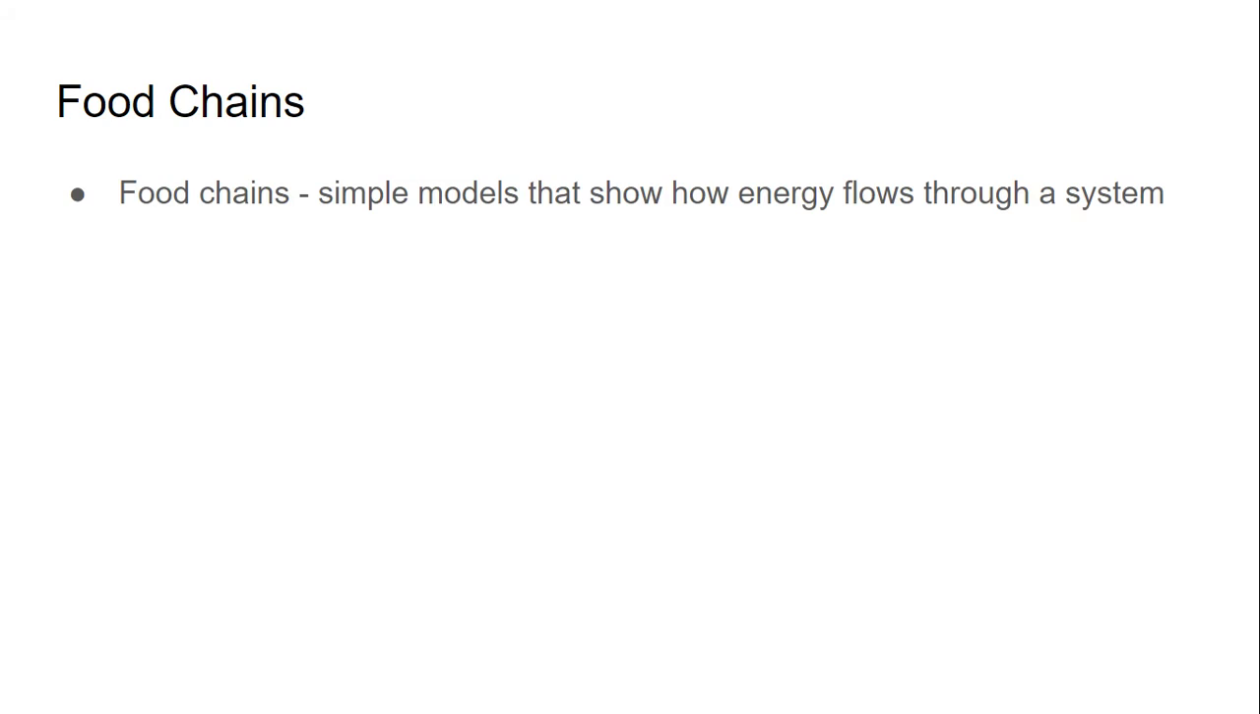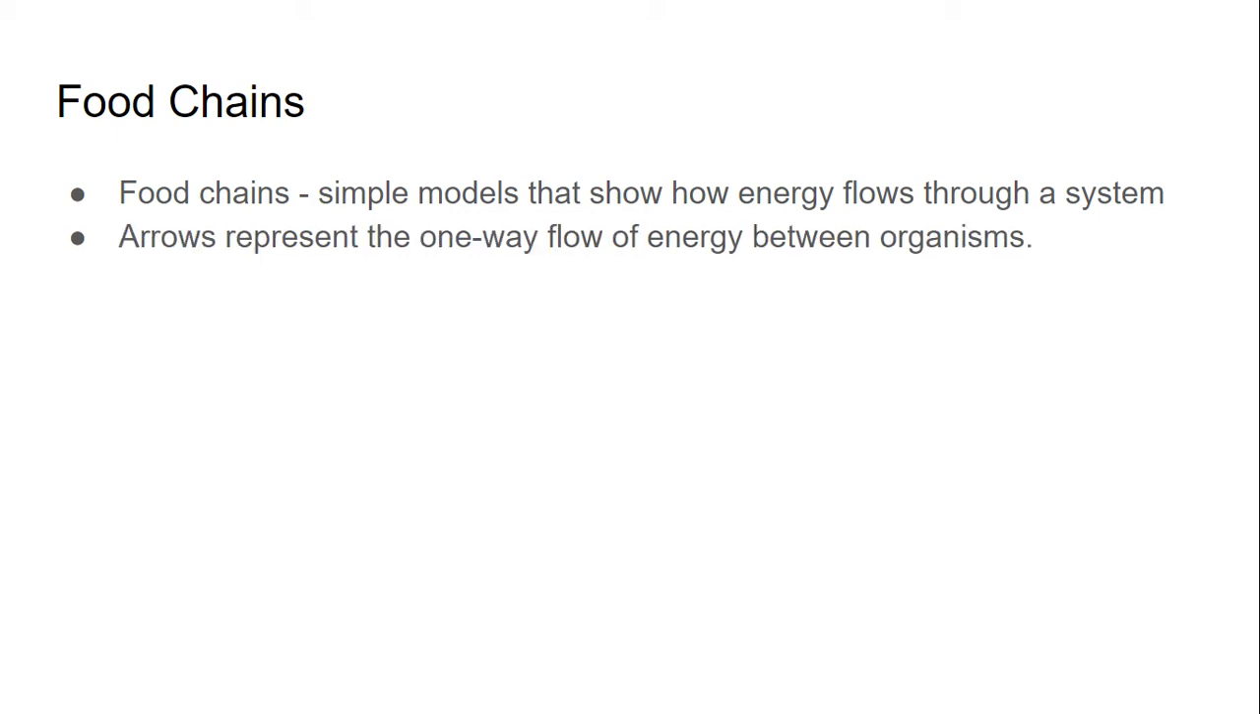So first we're going to start with food chains. A food chain is just some sort of simple model that shows how energy flows through a system. If you remember when we talked about trophic levels, we said all of it deals with how energy is flowing, right? We only keep 10% of it and 90% is lost as heat, but food chains are just looking at how that energy is flowing. So the arrows represent a one-way flow of energy between the organisms.